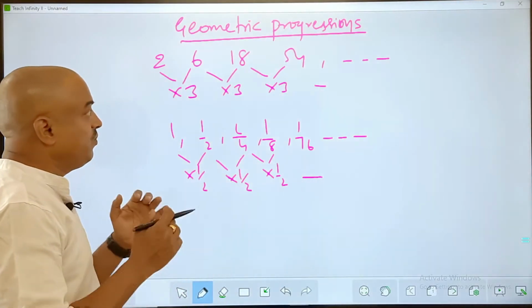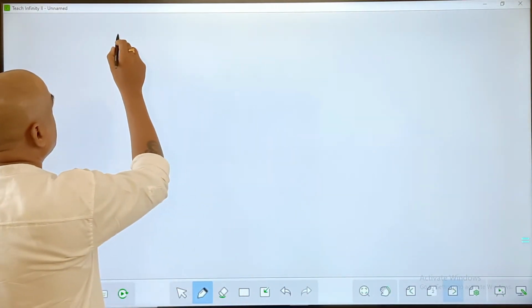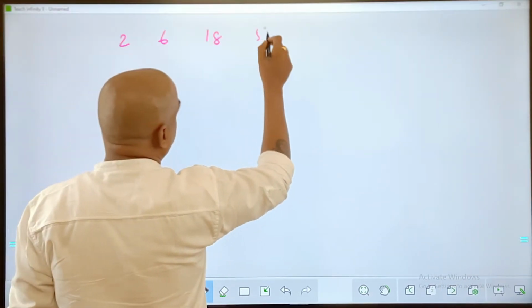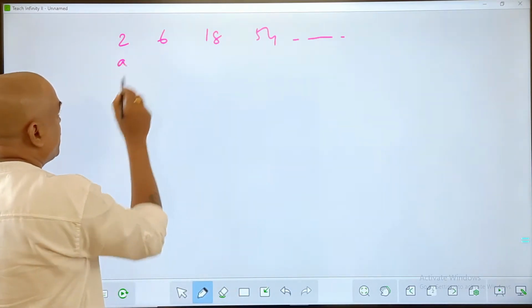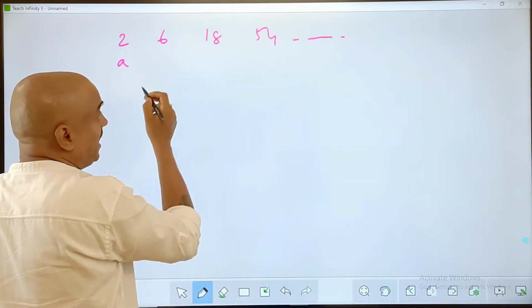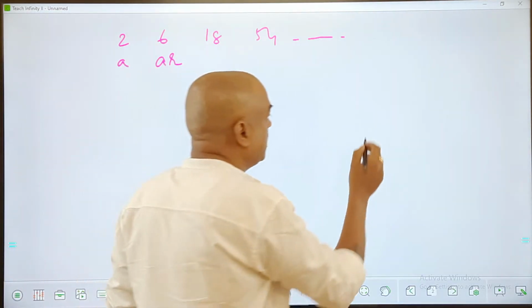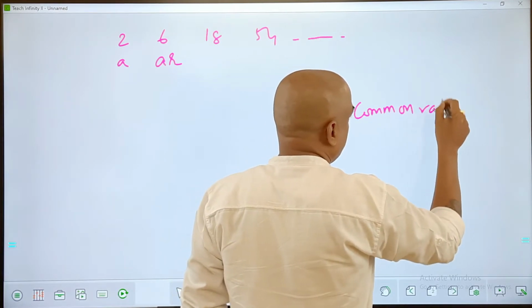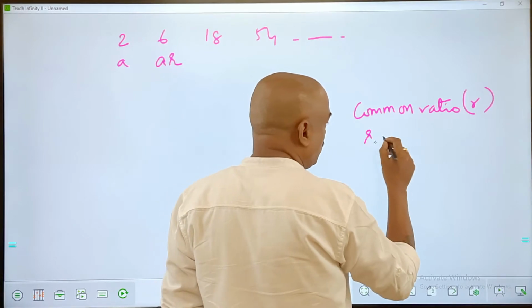Now if you consider the points here, for example, I take the same series 2, 6, 18, 54 and so on. If I consider the first one as A, by multiplying some value, that is called R. What is R here? It's called the common ratio R. What is R and how to find it?